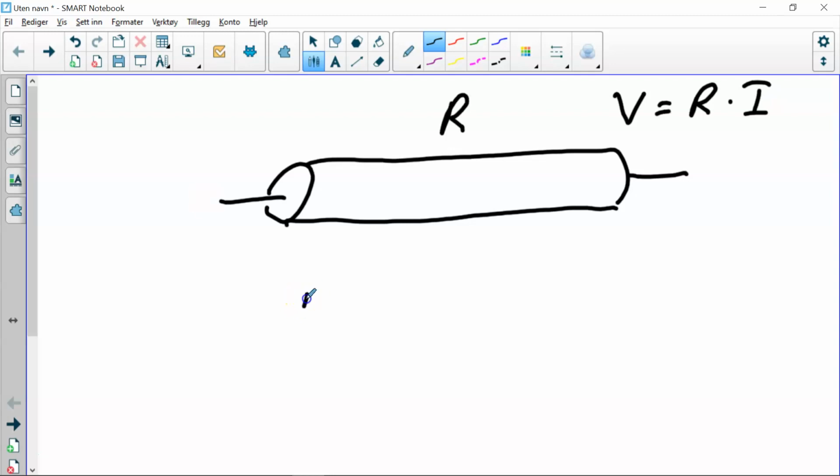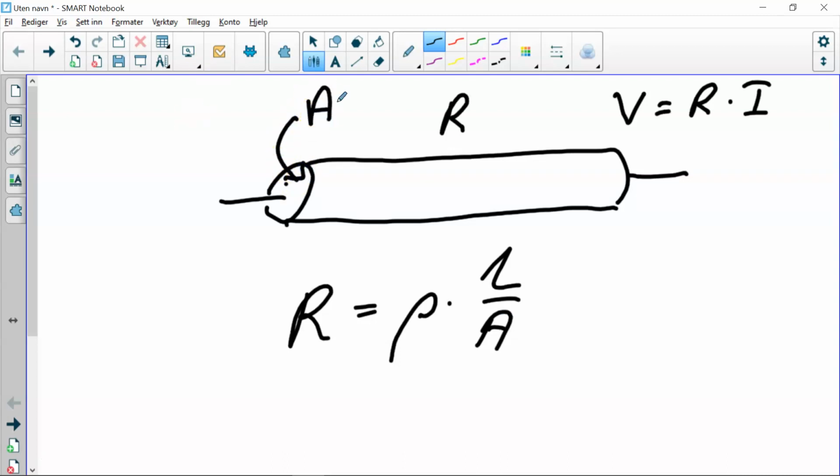The resistance on its side depends on three things: the Greek letter rho, and L for length, and A for cross-sectional area. So the area is measured here, and the length is measured here. The rho on the other side is the resistivity of the material. So some materials have higher resistivity than others.